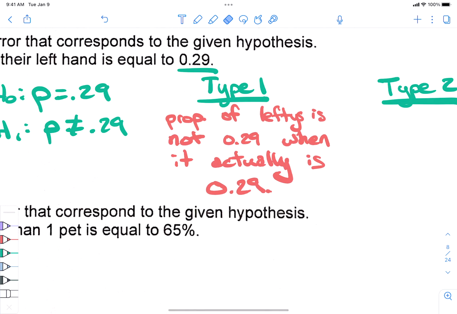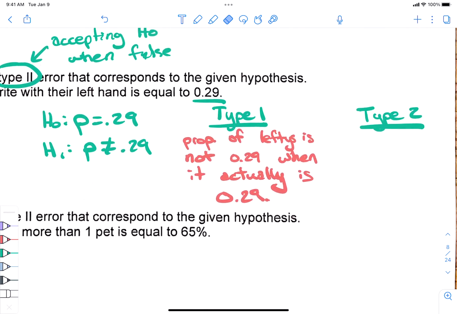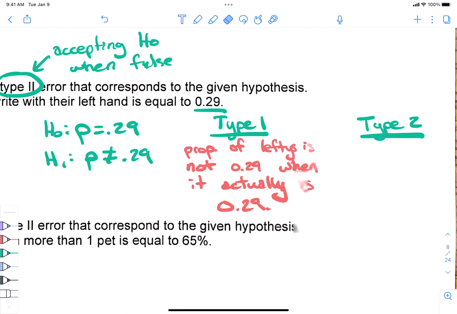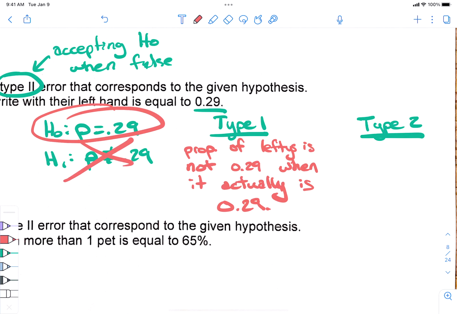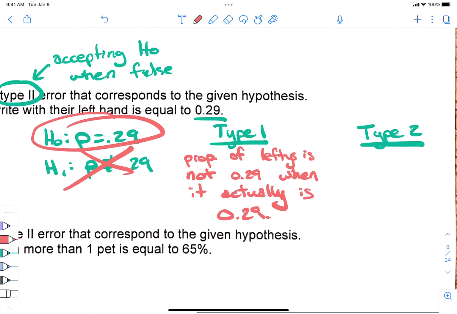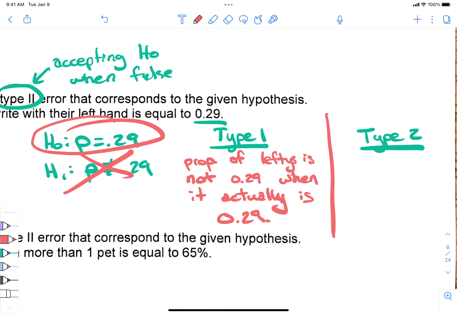Okay, type 2 error is accepting the null hypothesis when it's actually not. Okay, so you tell me what this looks like. Accepting null hypothesis, which means we say that this is not true. Okay, so what would type 2 error look like? Proportion of lefties is 0.29 when it actually is not.